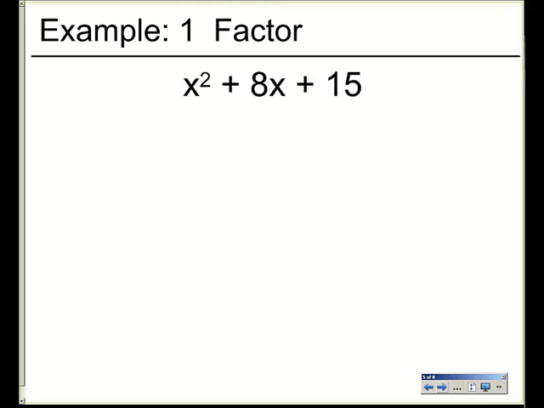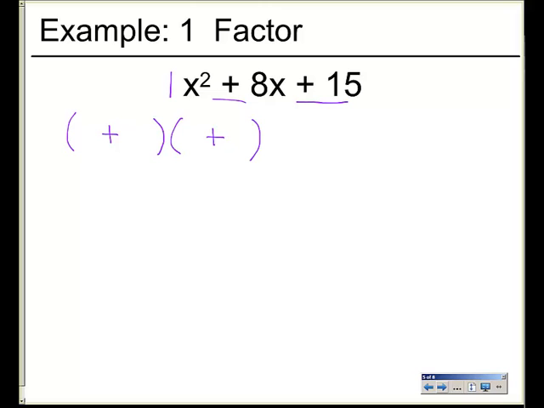Example 1. First thing I'm going to notice is I have a leading coefficient of 1, and then I'm going to notice that I have a positive back here, which means my two factors have the same sign. So I'm going to go ahead and list my two factors like this. Now which sign do those carry? Look at the middle one, they both are positive. So plus plus means positive positive.